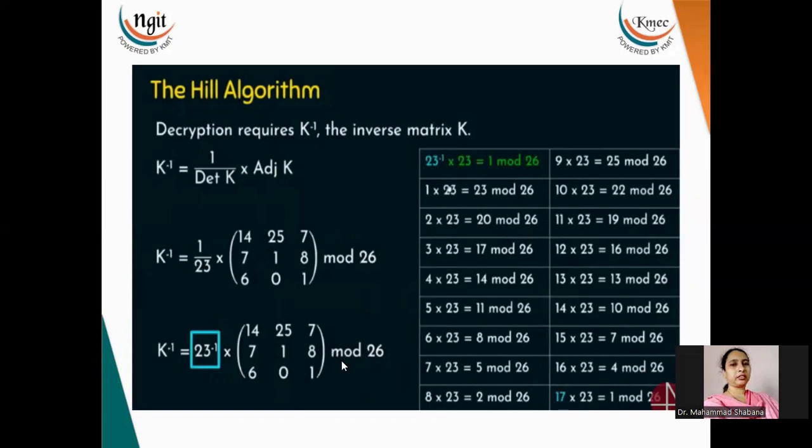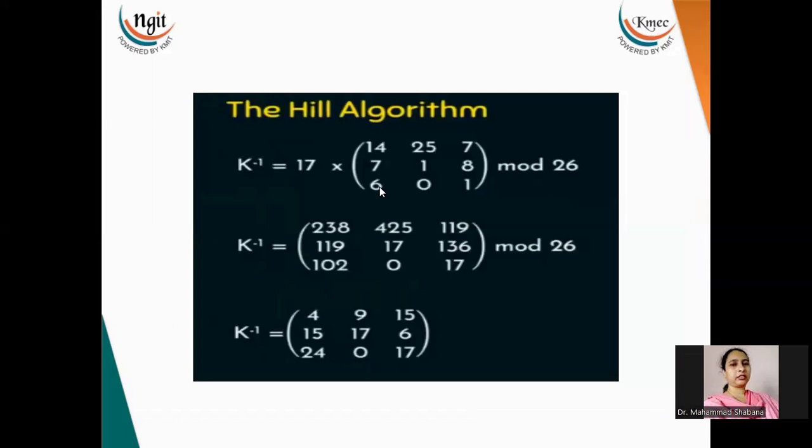Let us find out the value for this 23 inverse. By calculating the formulas here, we are getting 23 inverse is nothing but 17. So let us multiply with 17 into 4, 17 into 7, 17 into 6. In the same manner, we are multiplying with each row and each column of this matrix. We are getting the values like this. When we apply the mod operation, we are getting the inverse of the matrix K. This is to find out the K inverse of the matrix.